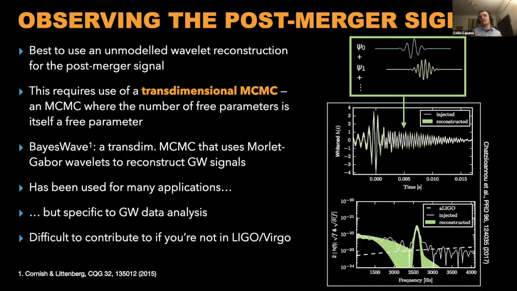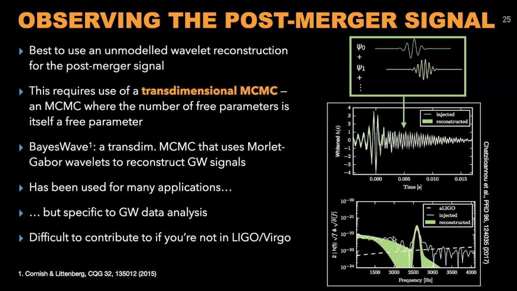But to do these things, we really need to build some more advanced data analysis tools. For instance, to observe that post-merger signal, you need more sophisticated routines that involve what's called a transdimensional MCMC. There is already a package that does this called BayesWave, and a whole bunch of very good work has been done with BayesWave, and I'm showing some of it here. But the tools that BayesWave implements could be even more broadly applicable for other things, including some of the testing GR work that I'm interested in.